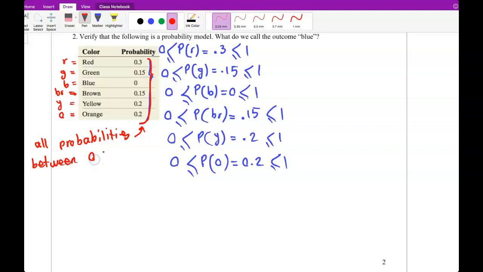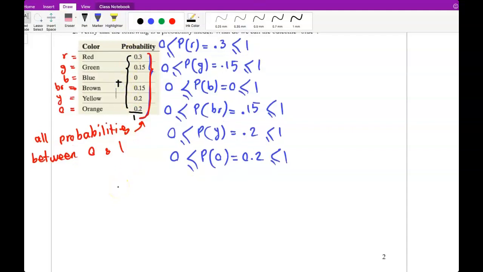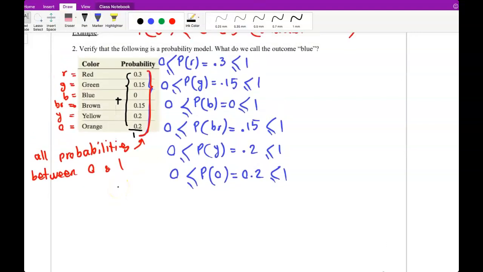So they are between 0 and 1, meaning that we satisfy the first rule. And what is the second rule? We should add all these numbers and that should be equal to 1. And you try to add them. So this was the first one. Now here is the second rule.